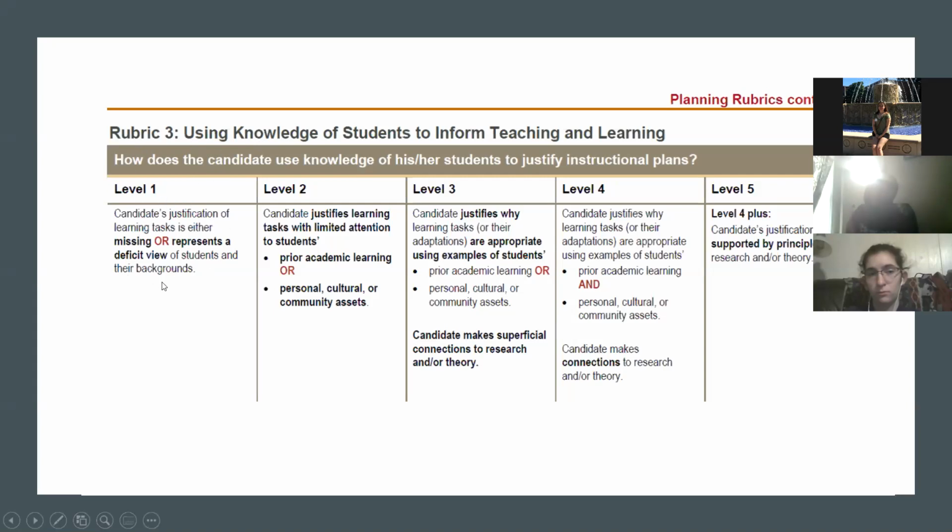So saying that your kids are lazy, saying that they don't know anything, using language that is disparaging will get you a level 1. So level 3, what am I trying to do? Candidate justifies why the learning task or their adaptations are appropriate using examples of students' prior academic learning or personal, cultural, or community assets. Notice that you jump up to level 4 if you talk about their prior academic learning and their personal, cultural, or community assets.